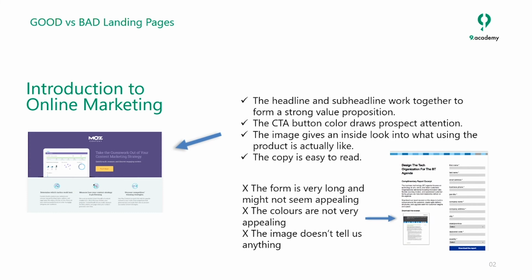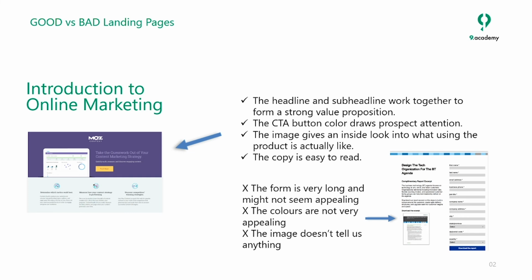Okay, so here's a good versus bad landing page. So the headline and sub-headlines work together to form a strong value proposition. The CTA button color draws prospect attention. CTA is call to action, by the way. So if you look on the left-hand side as an example, it's a purple website, but the button that says try it now to get conversion is a yellow mustard type color, which is completely in contrast with the background, so it's very noticeable immediately, and I know exactly what that button does.